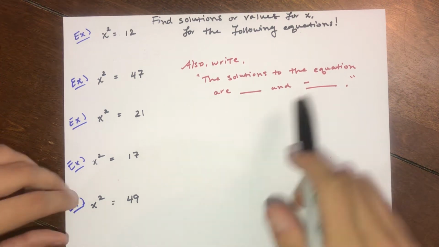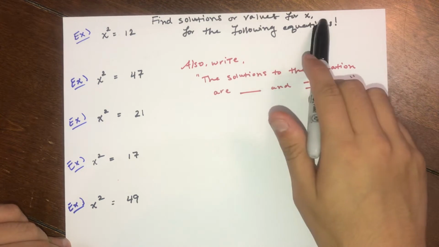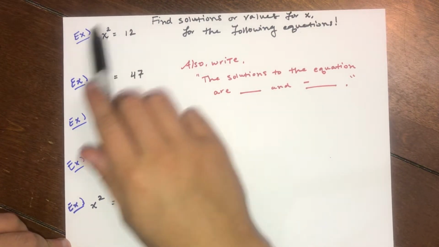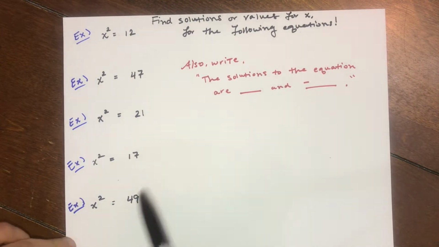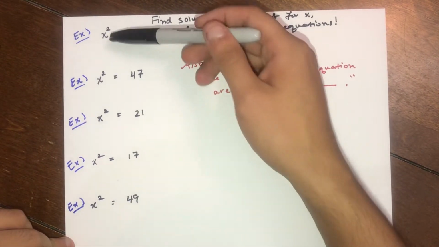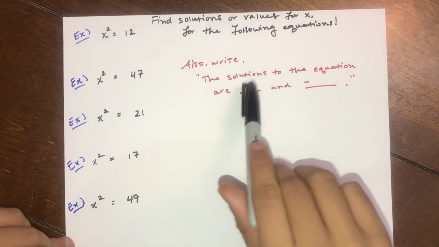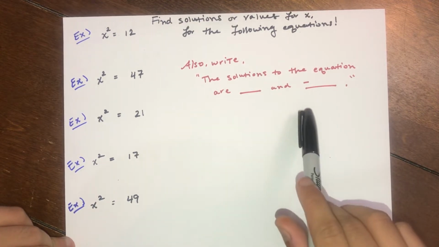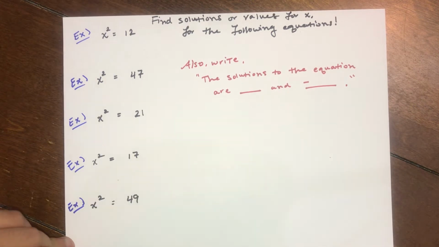Okay, so this is the assignment for the last video. It says find solutions or values for x for the following equations. So for all these equations, x squared equals 12, x squared equals 47, you just need to find out what x is equal to. So just get x by itself in each one. And then once you're done with that, just write the solutions to the equation are blank and negative blank. Okay, you should have two solutions, one positive and one negative for the square root.